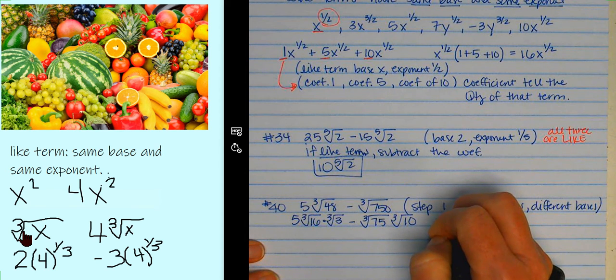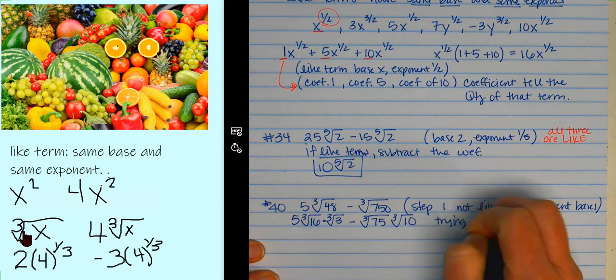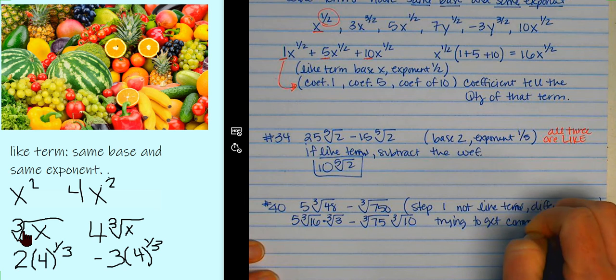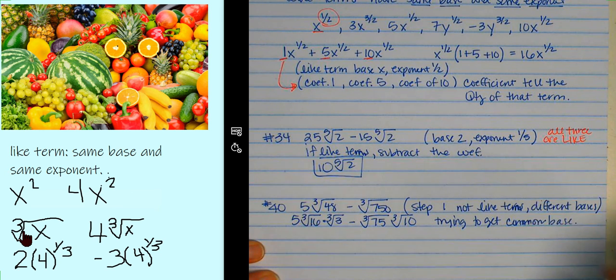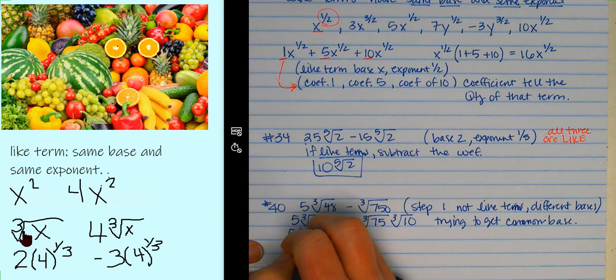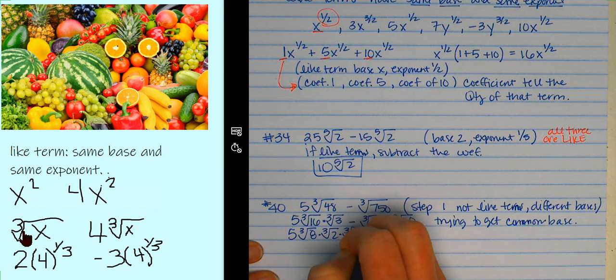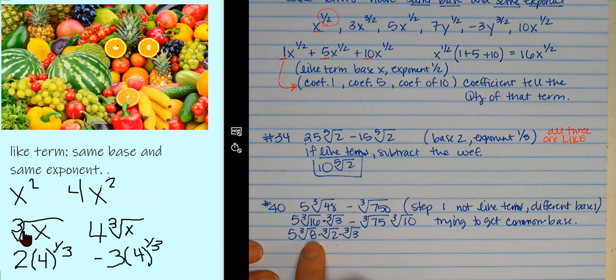So this is my trying to get a common base. Right here, this is 5 times the cube root of 8 times the cube root of 2 times the cube root of 3. 16 is 8 times 2. I needed to go that one more step because 8 has a cube root. It's 2 times 2 times 2. And I needed to separate it down to be able to figure that out.